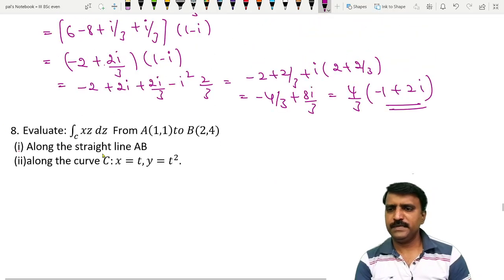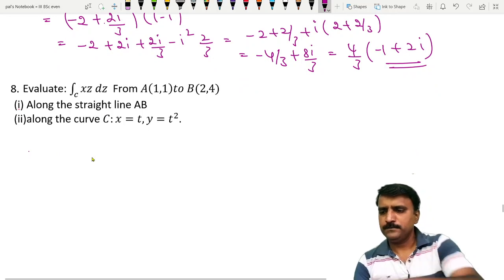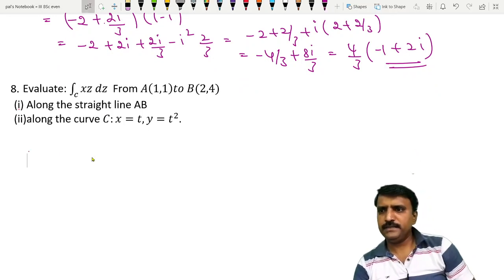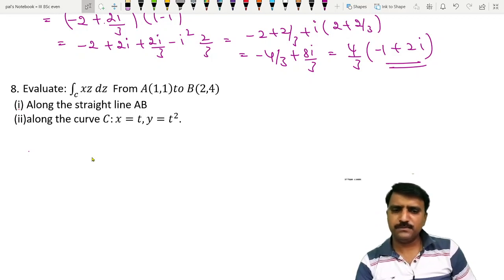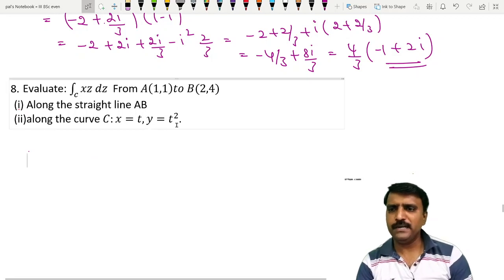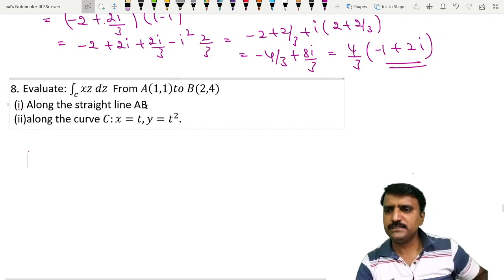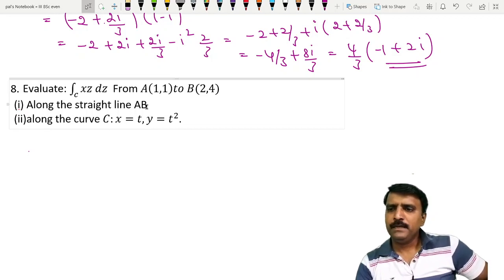Take one more problem of the same type. Take this problem as homework, because I solved this type of problems, many of the problems in parametric form. So the equation of the curve is in parametric form: x is t, y is equal to t square. By using this, you find the limits. Along the straight line from (1, 1) to (2, 4), you just find the equation of the straight line. And in the second case, x is equal to t, y is equal to t square, so dx is dt, dy is equal to 2t into dt.